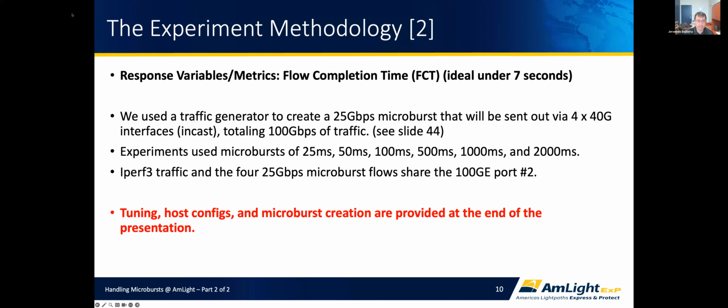So in total, we're going to simulate this in-cast approach where there's multiple incoming traffic and everything is funneled through one egress port. In total, we'll have 100 gigabit per second of microbursts. We're going to have microbursts of 25 milliseconds, 50 milliseconds, 100 milliseconds, 500, 1,000, and 2,000 milliseconds. And the iPerf traffic that simulates the user data will share port 2 on the switch with all the microburst flows. And that's where we're going to see the buffer utilization.